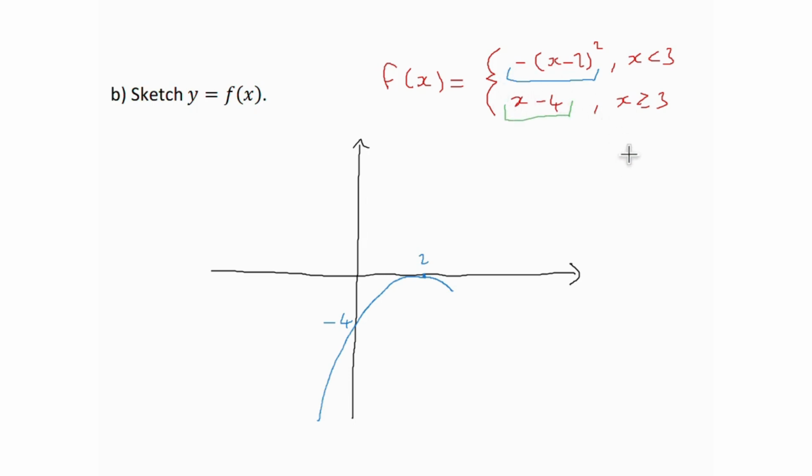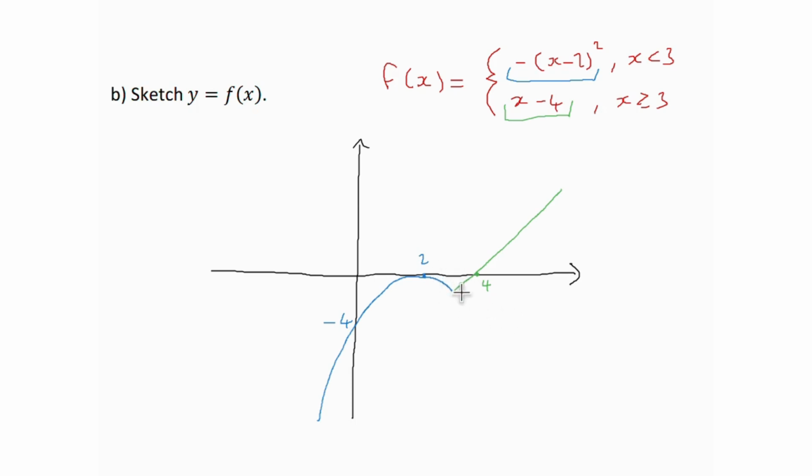For this part, we have the equation of the line is x minus 4. We know the root is at 4, so it's going to come through here at 4. And it's going to come up like this, through 4 there.